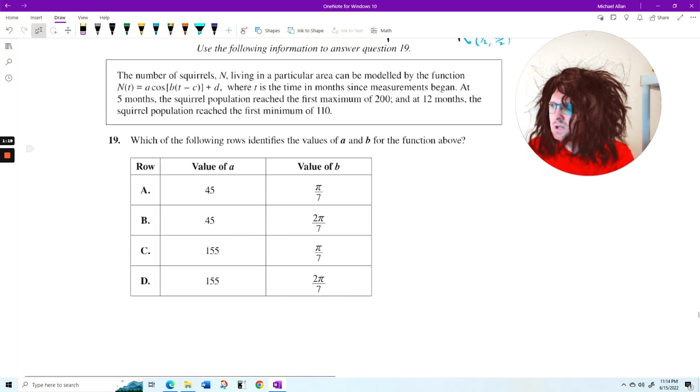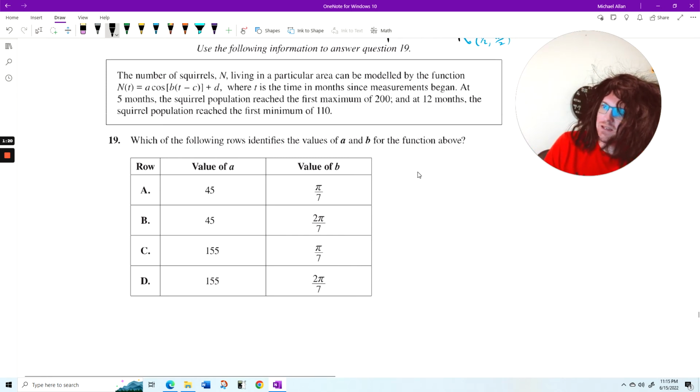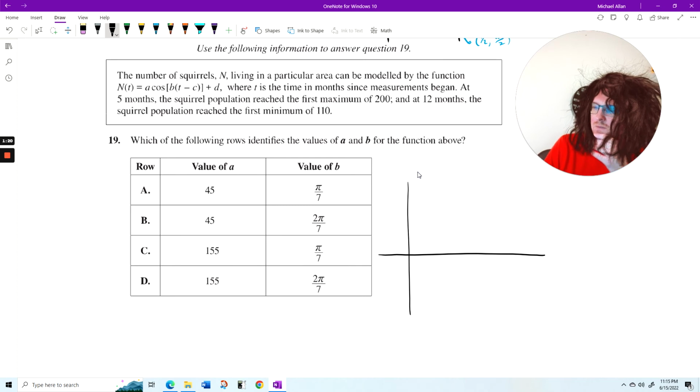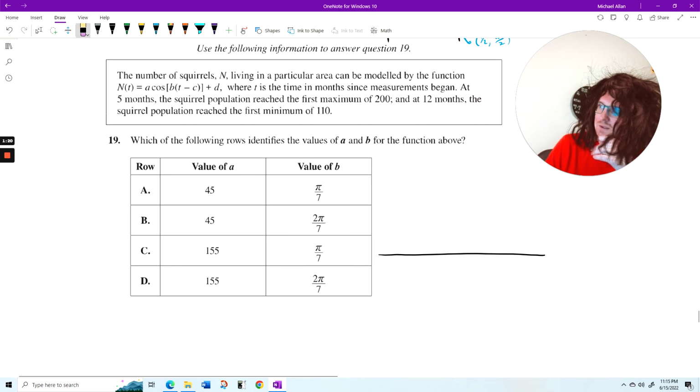The number of squirrels N living in a particular area can be modeled by this function, where T is the month since missions began. At 5 months, the population reached the first maximum. Okay, so I'm going to start drawing this out so I can figure out what this graph would look like. I'm assuming there'd probably be no negative to these, so I can't have negative squirrels. So I'll just draw like this then.